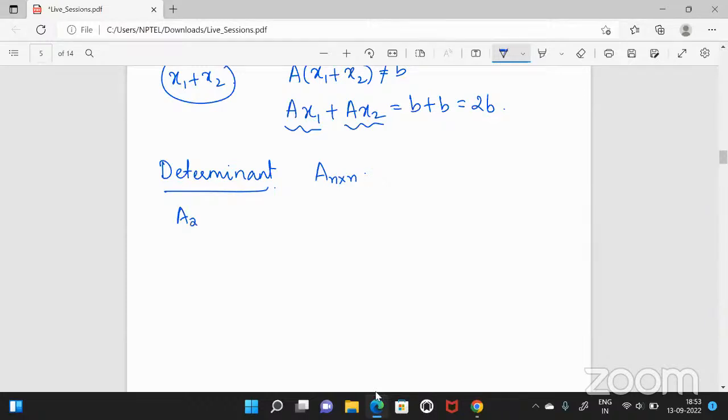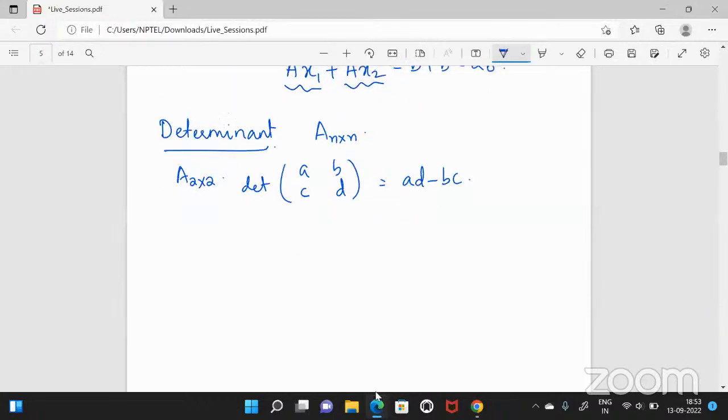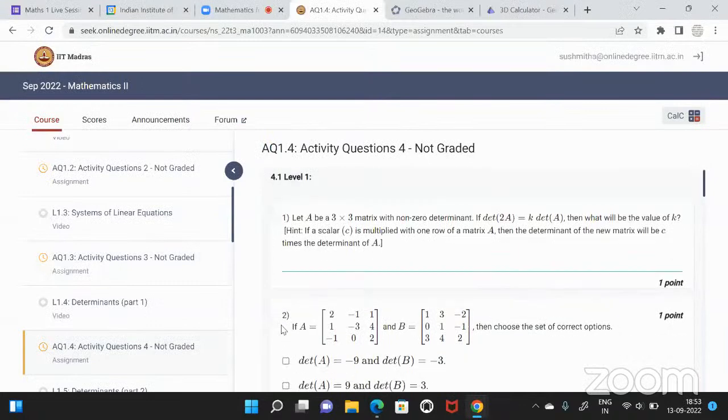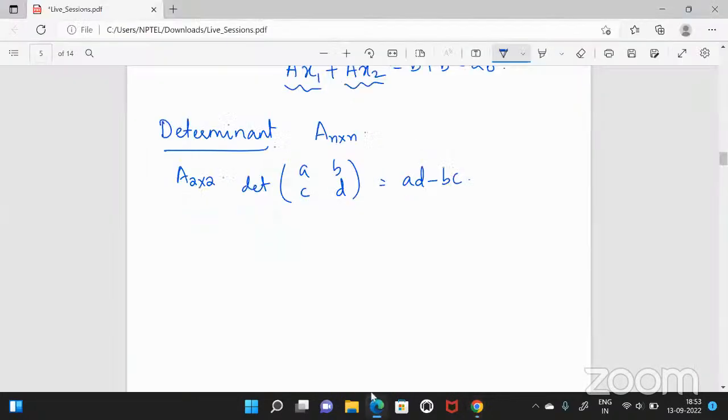How will you find the determinant of a 2 cross 2 matrix? AD minus BC. Yeah, so the determinant of this matrix is AD minus BC. This is the only thing that we have to remember, and every other determinant formula is built on this. If you have 3 cross 3, you will try to convert it till you reach a 2 cross 2 form and then find the determinant. That and all is discussed in week 2, I guess.